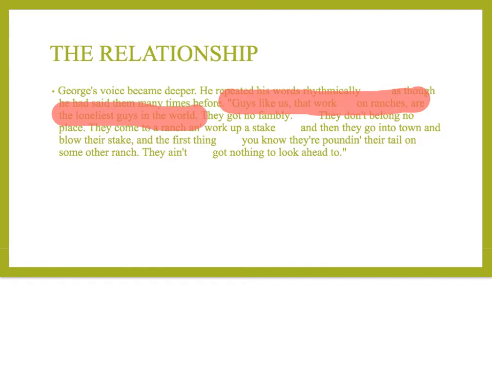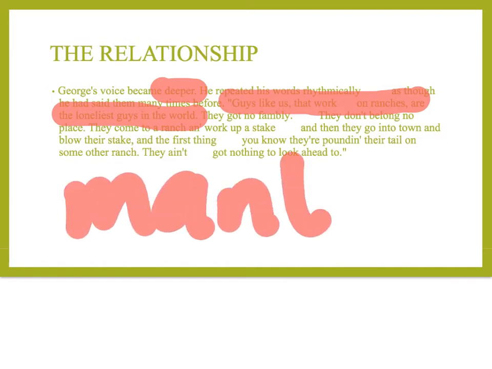And George's voice becomes deeper, so we know that it means something to him. His voice becomes deeper, and he repeated his words rhythmically, as if he had said them many times before, and we know that he has. This is the start of the prelude to talking about the dream. There is a physical change that comes over him, because the dream is so needed, so desired, has such a spiritual dimension for George and Lennie, that when he speaks of it, it's almost like a mantra. Do you remember we talked about that? It's almost like a prayer. It has a spiritual dimension.